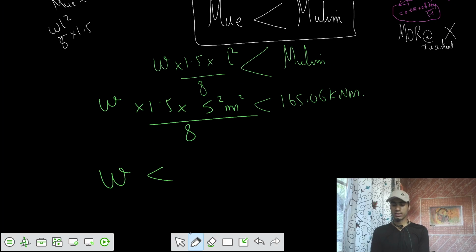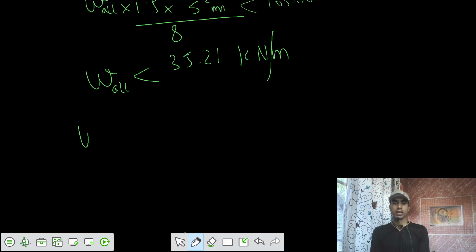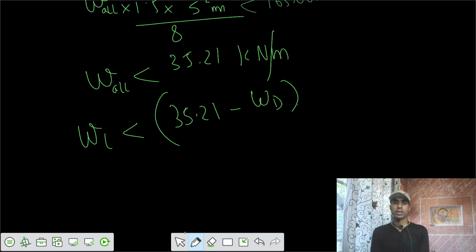Loading intensity should be less than or equal to 35.21 kilonewton per meter. We would write it as W all, because of live load and self weight. So finally, what should be the live load we can take? The live load we can take should be lesser than the total intensity 35.21 minus the dead load intensity WD.